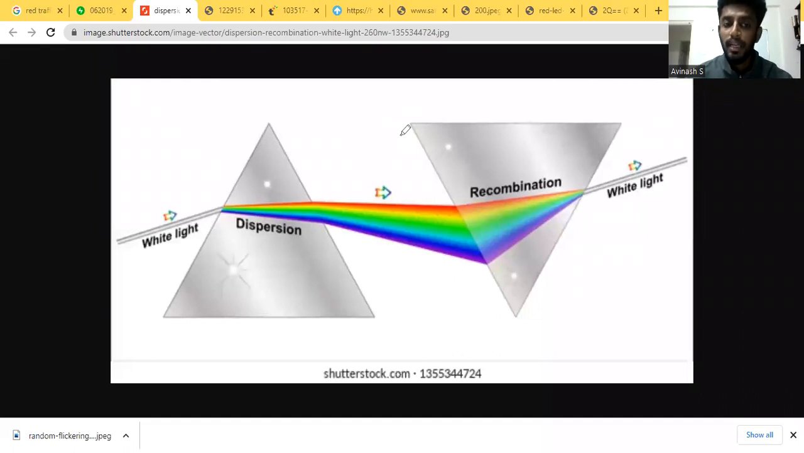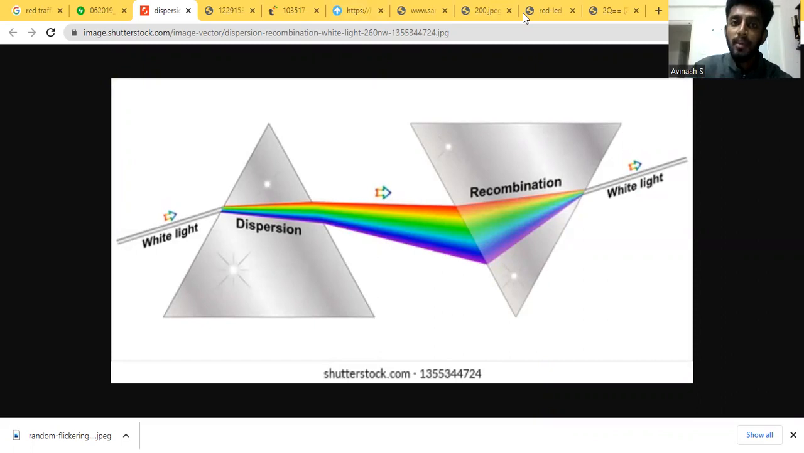So we just saw white light can be split into 7 constituent colors in the process called dispersion. Is it possible to reverse this phenomenon? Yes, if we place an inverted prism next to it. Like you can see, if we place one prism and the inverted one next to it, again it recombines to form white light.